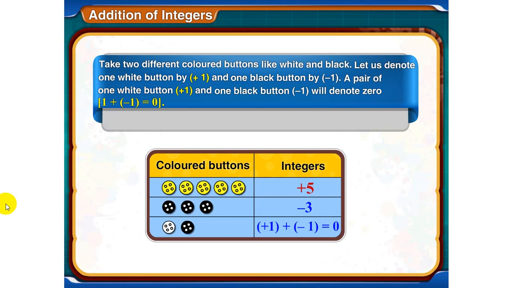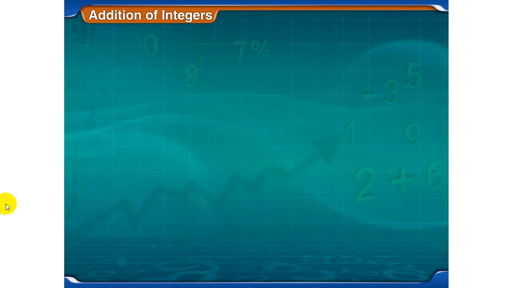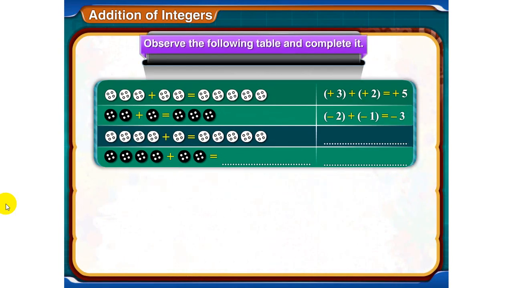5 white buttons shown here, so we represent +5. 3 black buttons shown here, so we represent -3. 1 white button and 1 black button shown here, it represents +1 plus -1, that is equal to 0. Let us perform additions with the help of the colored buttons. Observe the following table and complete it.